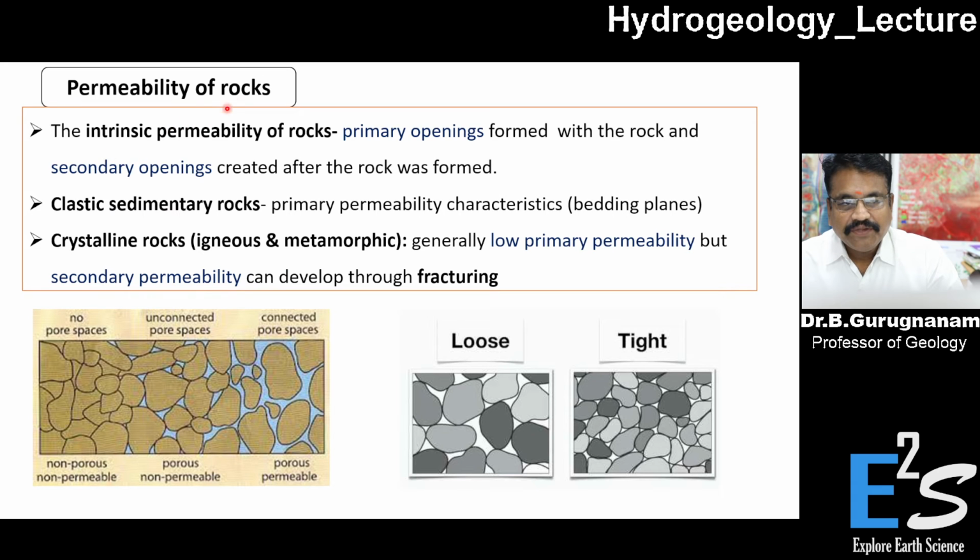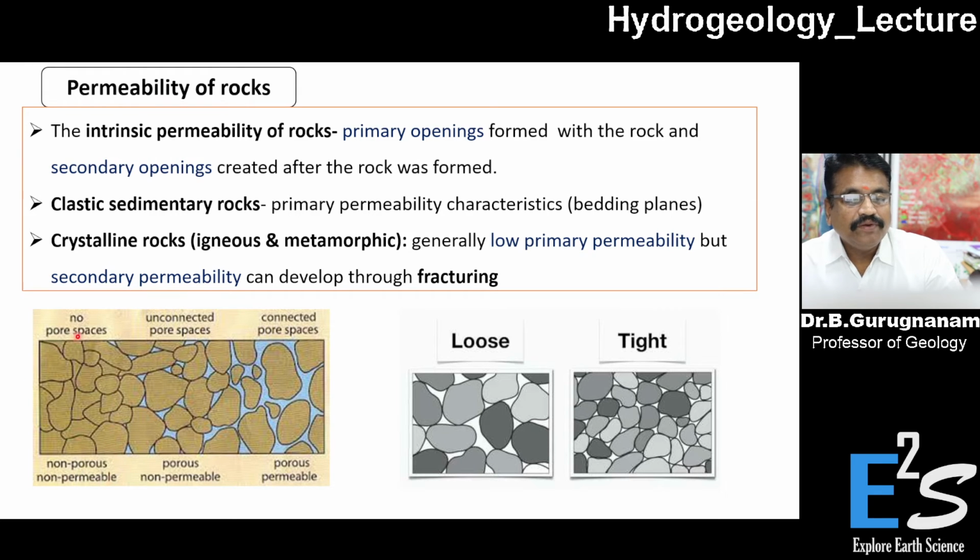When it comes to the different types of rocks, the intrinsic permeability of rocks mainly depends upon the openings present primarily during the formation as well as after the formation, like faults, fractures, and cracks. This mainly controls the permeability of the rock. In clastic sedimentary rock, the primary permeability is controlled by bedding planes. In crystalline rock like igneous and metamorphic, we normally notice low primary permeability, but secondary permeability is sometimes developed due to fractures. Examples are given here.